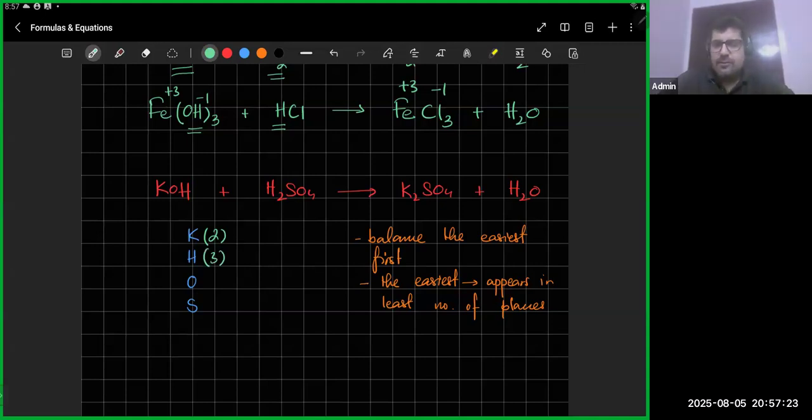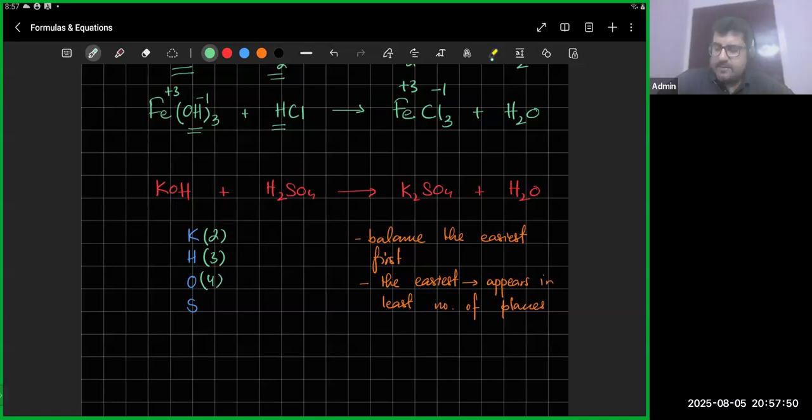Jab practice ho jayegi, then you don't have to do this right now. We're just doing it very systematically. And how many places is O appearing in? O is over here. O is over here as well. O is either bhi hai, and O is over here as well. So how many places? That's 4 places. So balancing O is going to be the most difficult. O is the most difficult to balance.